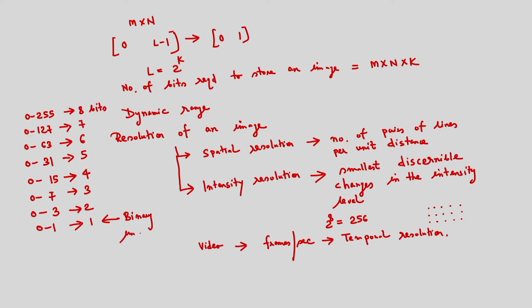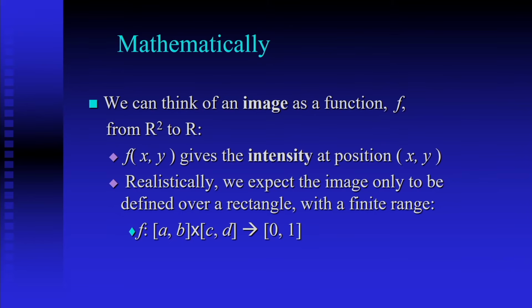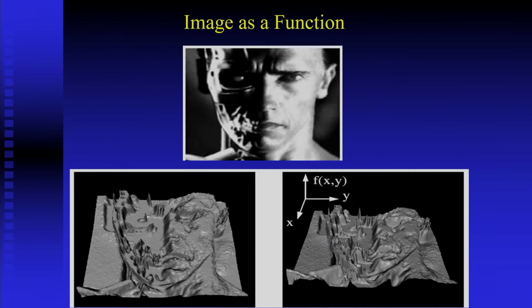So this is the binary image. A binary image needs only 1 bit. So a binary image is represented by 1 bit, and the gray level image is represented by 8 bits. And the image is represented by f(x,y). What is f(x,y)? f(x,y) means the intensity at a position, the position is (x,y). This is the definition of image. So here I have shown the image as a function, because image is nothing but f(x,y).